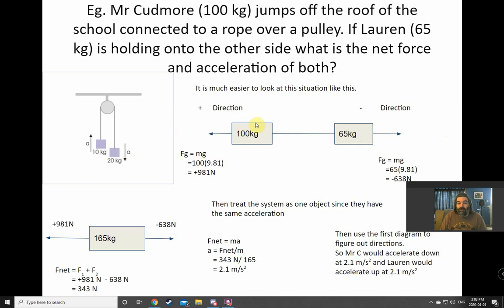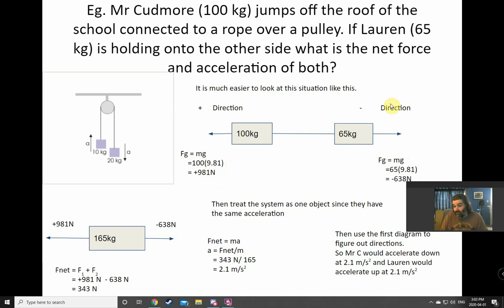Mr. Cudmore is the positive direction. We're going to call Lauren the negative direction. Okay? And we've got 165. Well, what forces are acting on them by themselves? Well, Mr. Cudmore, the force of gravity is pulling him this way. For Lauren, the force of gravity is pulling her that way. So Mr. Cudmore has a force equal to mg, which is 981 newtons, just mass times 9.81. This vector that's pulling on her is 638.